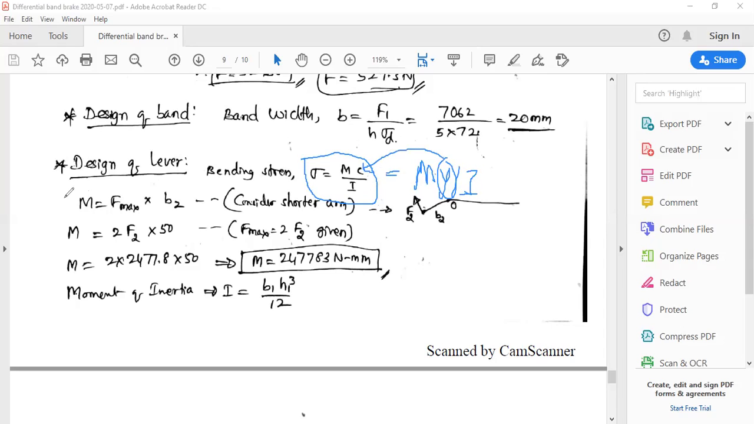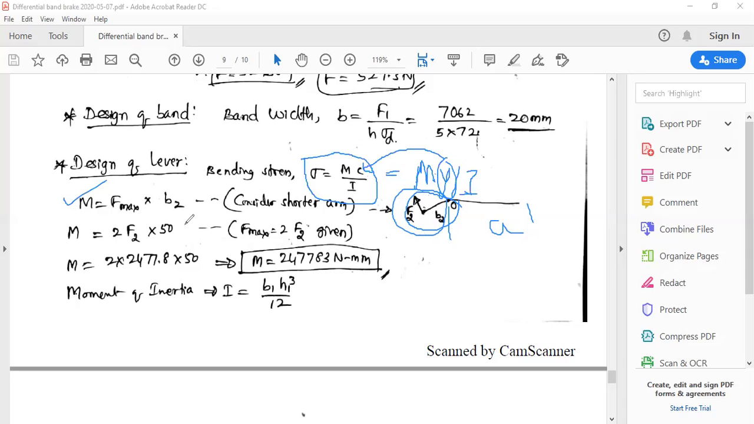Now, to calculate the maximum bending moment, F max multiplied by b2. So what is this F max? F max is the force acting on the shorter arm. This is the shorter arm, which has a length of b2, and the other one is the larger arm, which has a length of a. So the shorter arm is taken into account. The moment about the fulcrum point itself is to be taken, so with respect to this problem, F2 is the force acting here. Therefore F max into b2 is the actual equation.